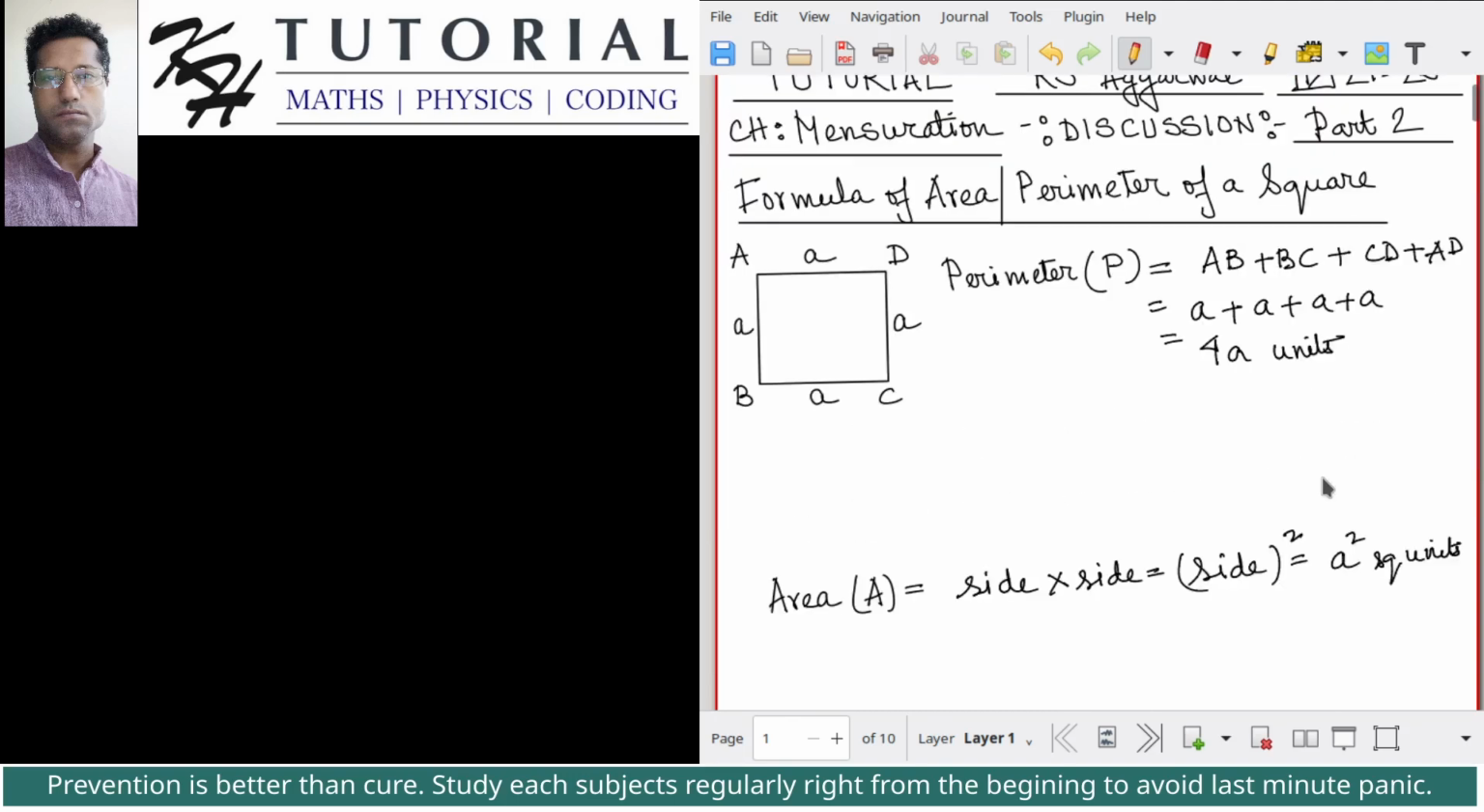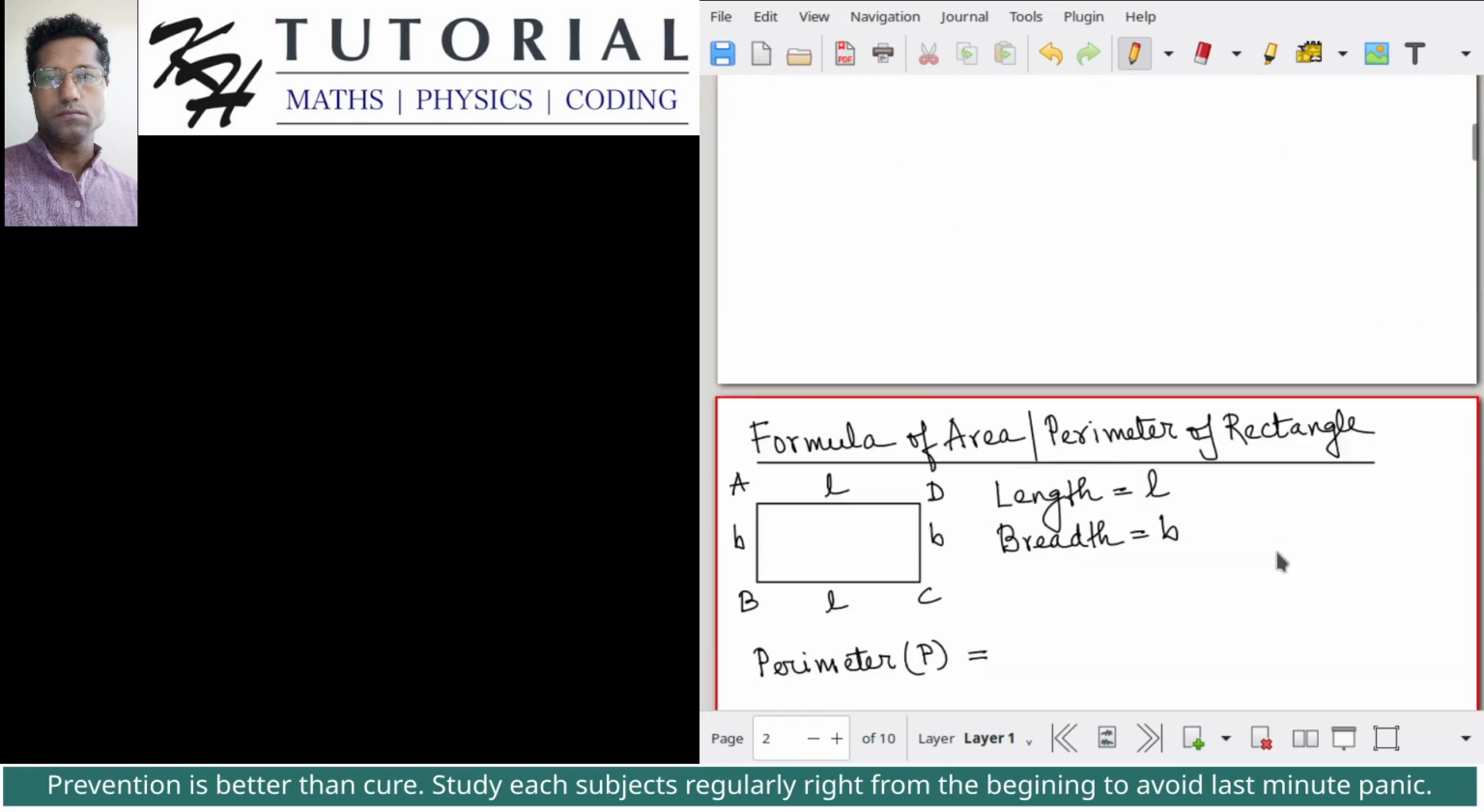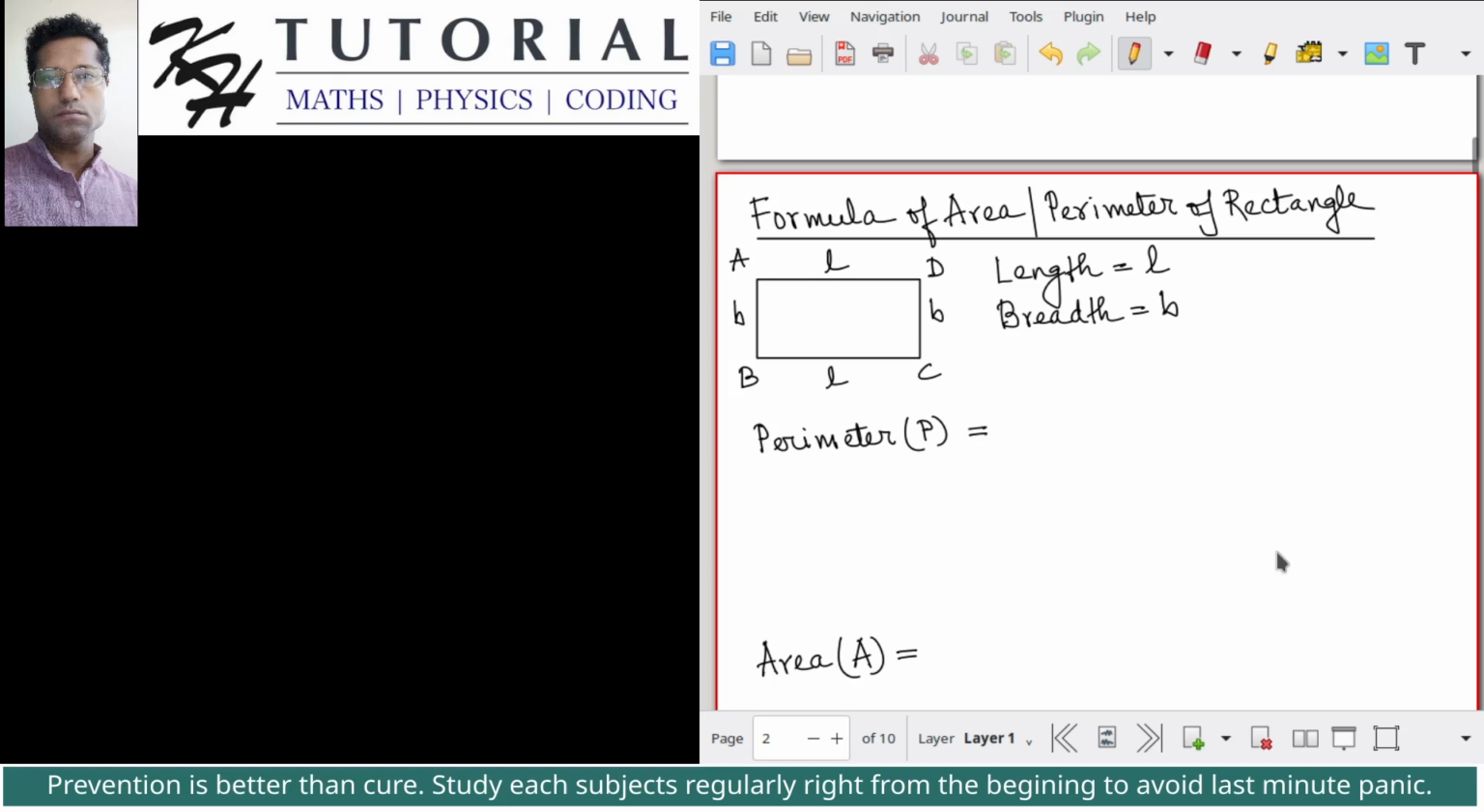Okay, so this was about the formula of perimeter and area of a square, where the length of each side of the square is a units. So perimeter is 4a units and the area will be a square units. Okay. Now let's see what will be the formula of the perimeter and area of a rectangle.